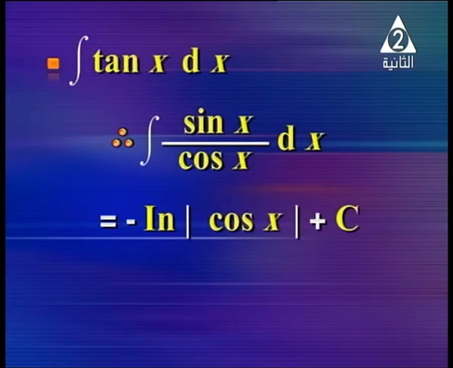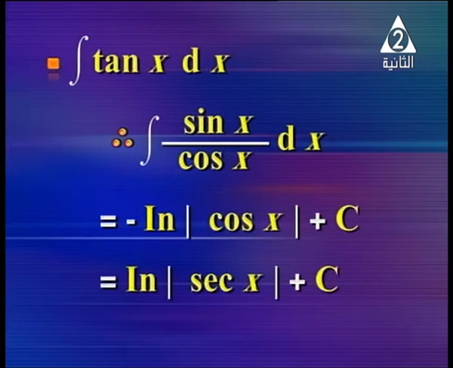Remember, dear student, look at sine x, it is the derivative of cosine x, with a negative sign. Then the integration of sine x over cosine x equals negative ln absolute cosine x plus c, which equals ln absolute sec x plus c.